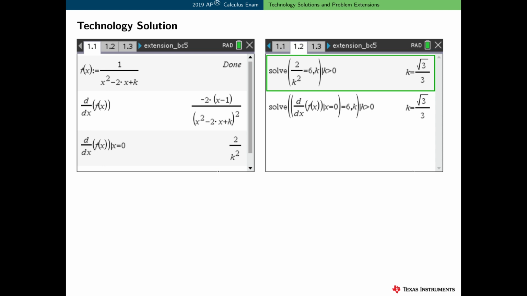Next, I set f prime of 0 equal to 6, and I solved for k. Notice the extra restriction on the value of k at the end of this command. So the TI-Nspire is solving this equation such that k is greater than 0. And finally, I could solve this problem all in one step. Here, I'm solving the equation f prime of 0 equals 6 such that k is greater than 0. And I get the same symbolic answer, by the way, rationalized.